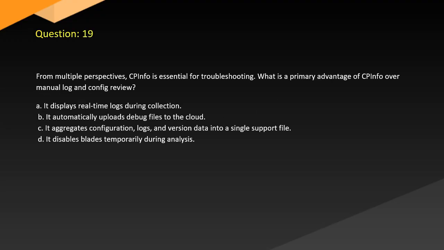Question 19. From multiple perspectives, cpinfo is essential for troubleshooting. What is a primary advantage of cpinfo over manual log and config review? A. It displays real-time logs during collection. B. It automatically uploads debug files to the cloud. C. It aggregates configuration, logs, and version data into a single support file. D. It disables blades temporarily during analysis.